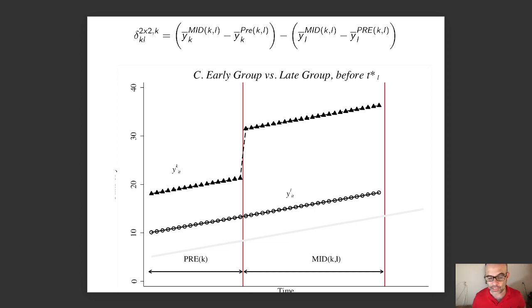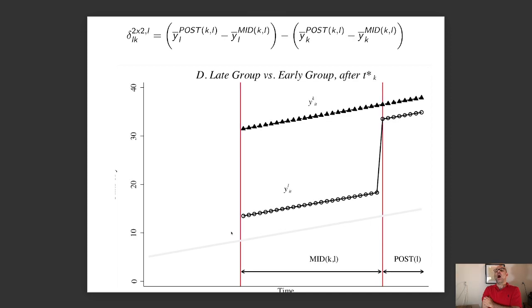That's the language that you get from Callaway and Sant'Anna and Sun and Abraham and probably a few others. They're always talking about different kinds of control groups, and there's the never treated, that was the U group, and then there's the not yet treated, and here's one. Here's a 2x2 for the not yet treated. Group K in the mid period, so that'd be Florida from 2005 to 2009, Florida from 2000 to 2004, Montana 2005 to 2009, Montana 2000 to 2004.